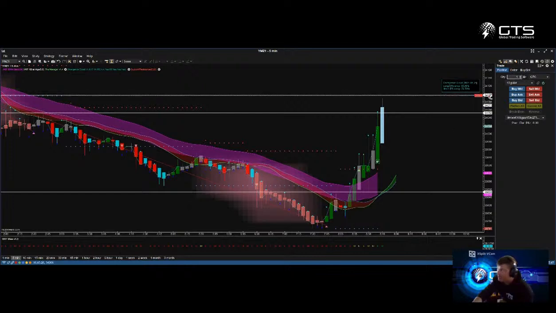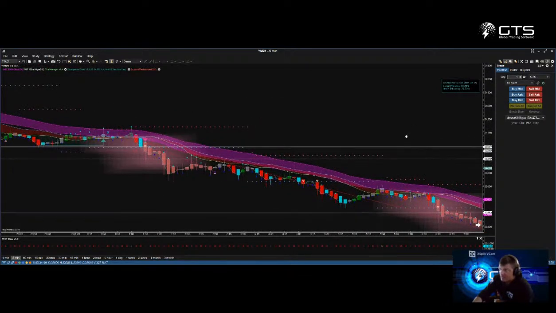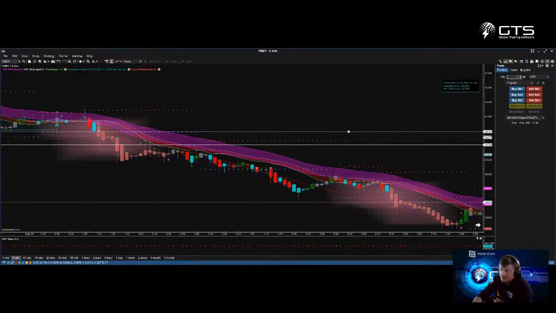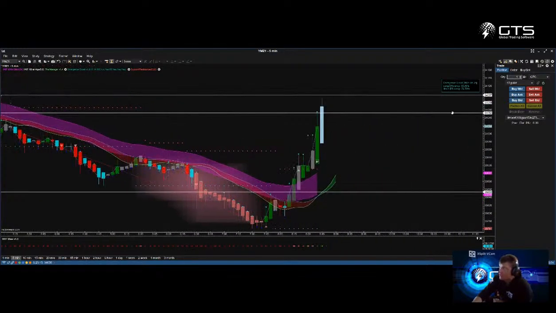A cross and close above this 97340. That's your resistance right there. That's some resistance right there. It's decent resistance on the 5 minute as well. Okay, so keep an eye on it.